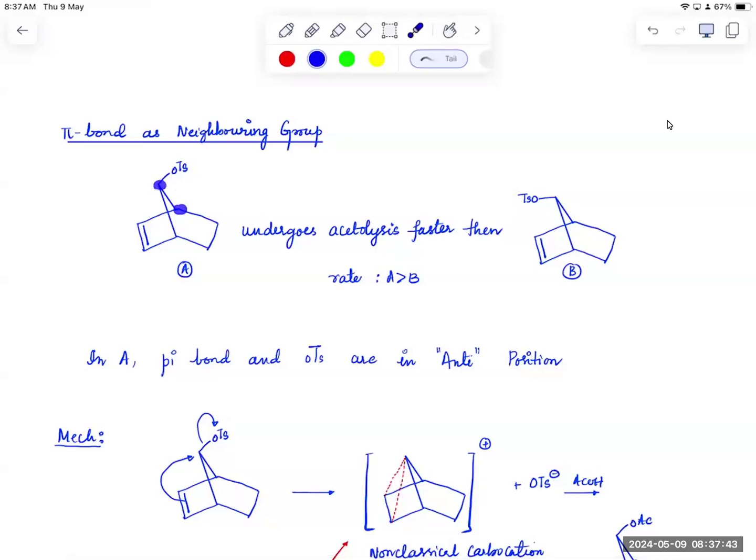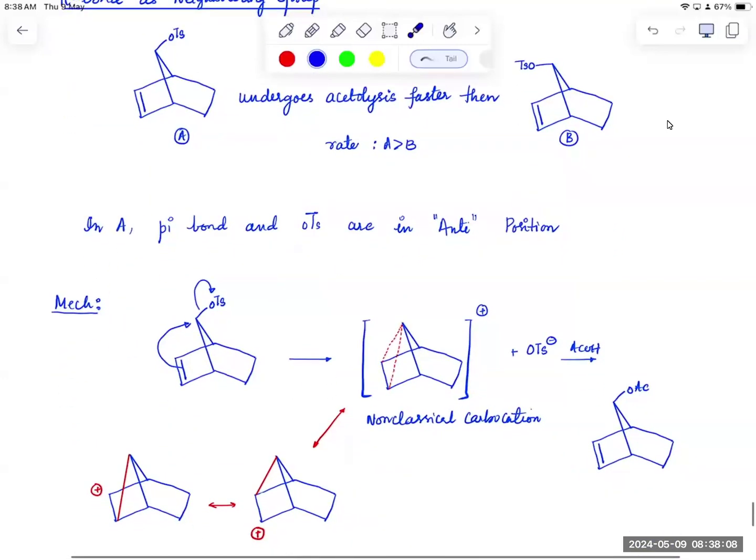This is position 1, position 2, and position 3. When there is a pi bond at position 3, it should be in the opposite direction to the OTS leaving. But on this side, it is in the same direction. So the pi bond cannot attack from the back side here. This is not possible. Therefore, here SN-NGP can be observed, and here SN-NGP is not observed.